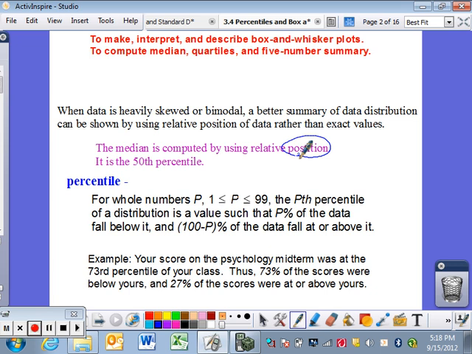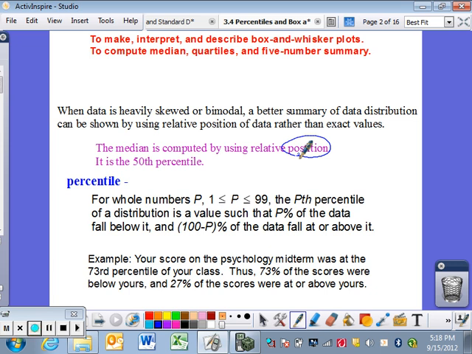But anyway, percentiles are all about the position that you're at relative to the rest of your peers. In a heavily skewed or bimodal distribution, this may be a better representation if everybody's kind of clumped together. You want to see where you're at in position to everybody else. So a percentile is the percentage of data that fall below it. An example is this.